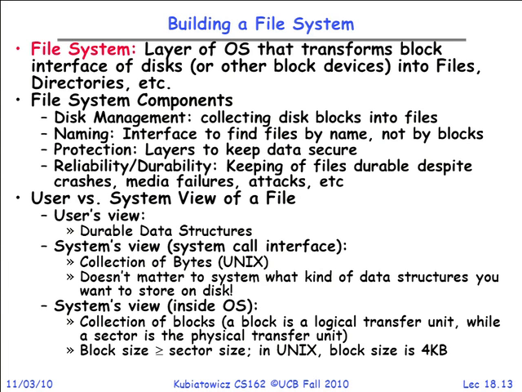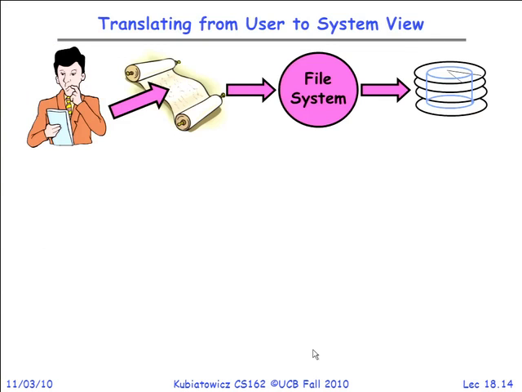Good, bigger. So sector is the minimum unit for the disk, but typically operating systems take multiple sectors to get a block size they care about. That block size is usually associated with the virtual memory system, right? So it might be 4K or 8K, whereas the sector size could be 1K or something. It could be much smaller. All right. So how do we go from the user to the system view?